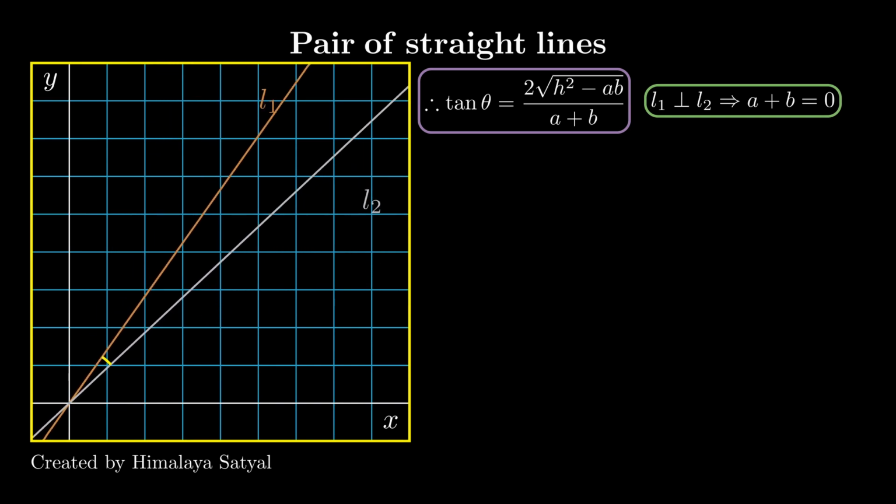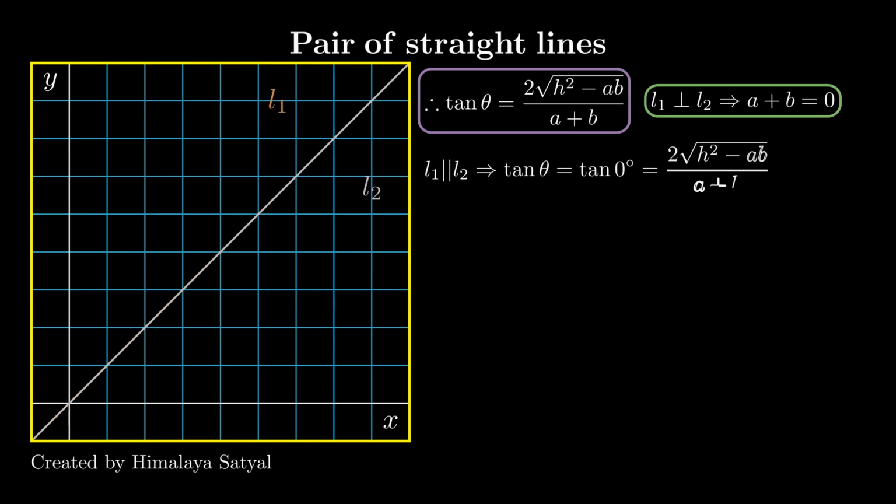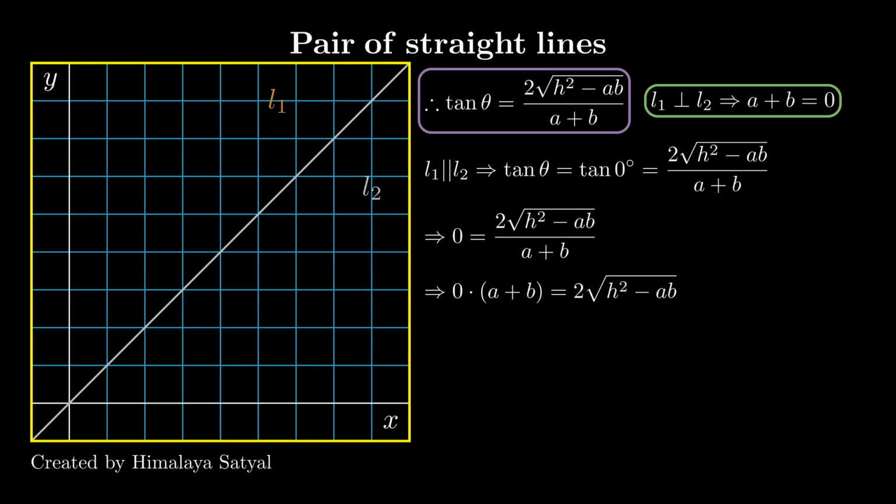Next, what happens if the two lines are coincident or parallel? We plug in 0 into our equation, we simplify, and what we find is that for the case where L1 and L2 are coincident, h squared is equal to ab and vice versa.